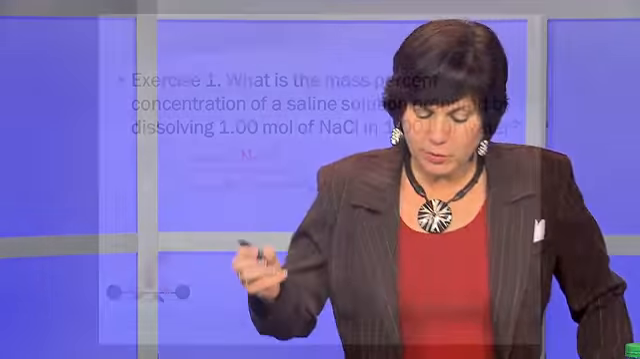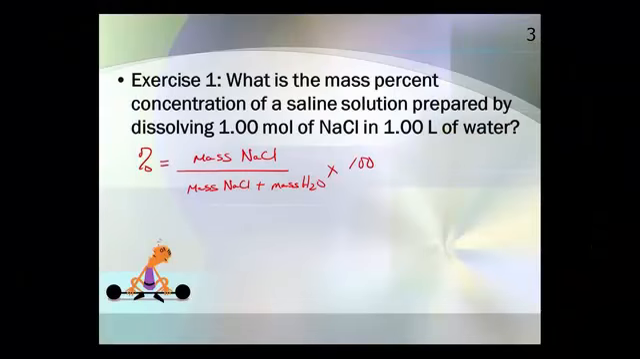So continuing with this problem, first we need to find the mass of sodium chloride. To do this, we need to use the molar mass of sodium chloride to relate grams and moles. And that relationship comes from the periodic table. Sodium weighs 22.99 grams per mole, and chlorine weighs 35.45 grams per mole. We add those two together.